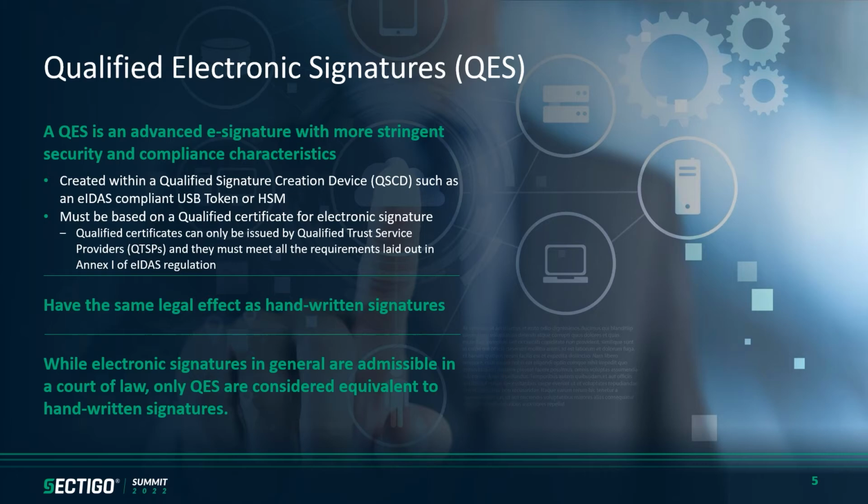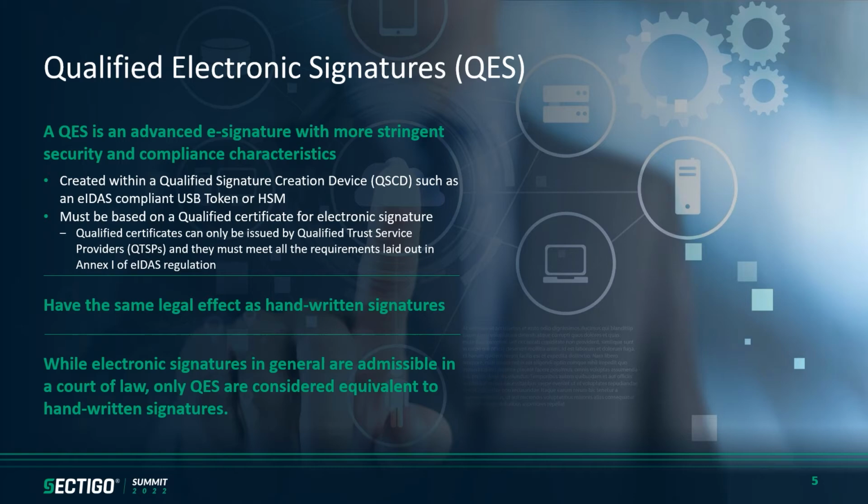For a digital certificate to be considered as qualified certificate under eIDAS, it must be issued by a CA that is part of EU Trust List of Qualified Trust Service Providers, or QTSPs in short. Also, a qualified digital certificate must meet all the requirements laid out in Annexure 1 of the eIDAS regulation.